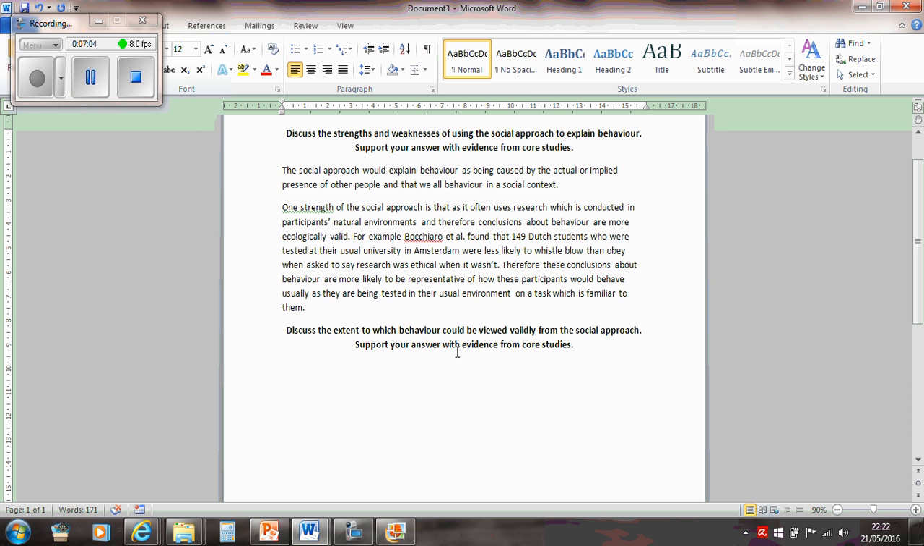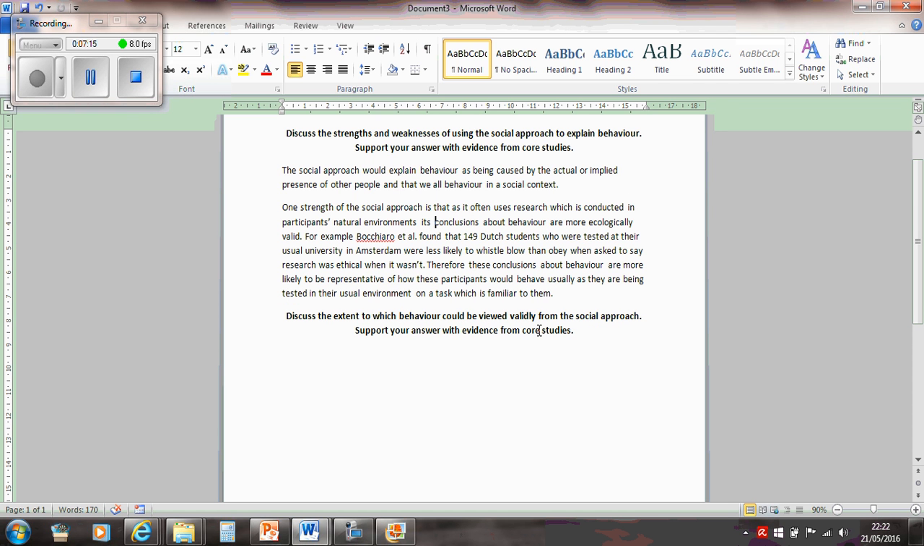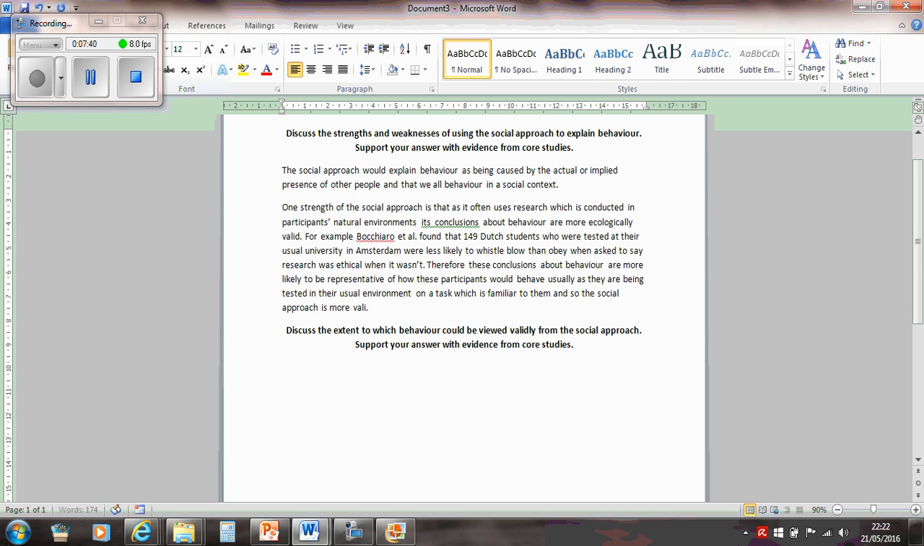Also, the social approach often uses research conducted in participants in natural environments. Its conclusions about behaviour are more ecologically valid. For example, Bocciaro et al. found that 149 Dutch students who were tested at their usual university in Amsterdam were less likely to whistleblow than obey when asked to say research was ethical when it wasn't. Therefore, these conclusions about behaviour are more likely to be representative of how these participants behave usually, as the test is familiar to them, and so the social approach is more valid.